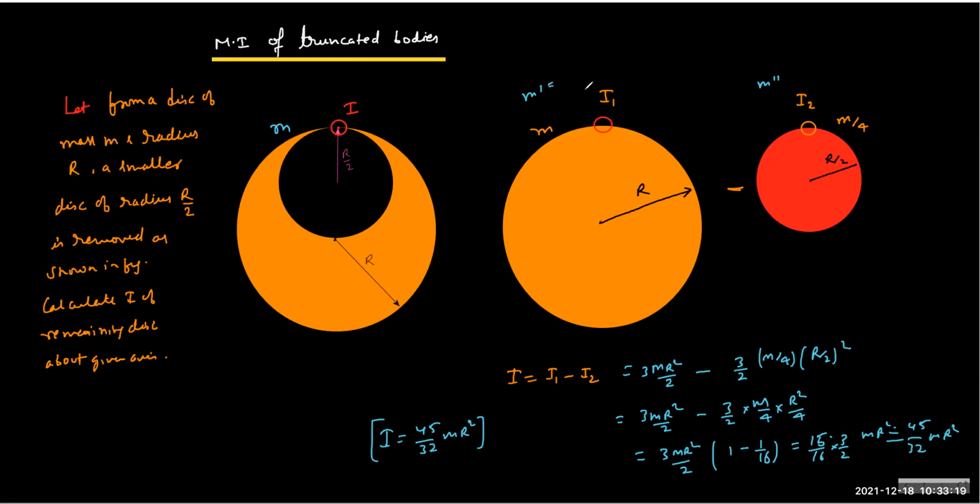To write in that way, you write sigma into area. And now what is this sigma? It is m upon the total area, which is pi r square minus pi r square by 4. This is how I have to think.